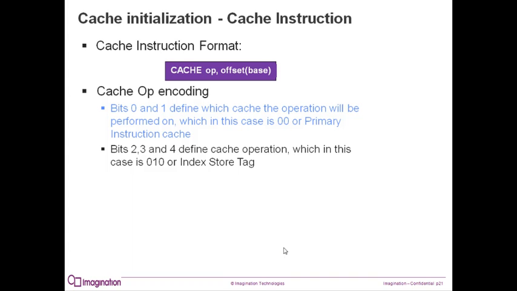Bits 2, 3, and 4 encode the cache operation. For the upcoming example, I will be using index store tag operation on the level 1 instruction cache, so the op field is coded with an 8. The first 2 bits are 00 for level 1 instruction cache, and the operation code for an index store tag is encoded as a 010 in bits 2, 3, and 4.